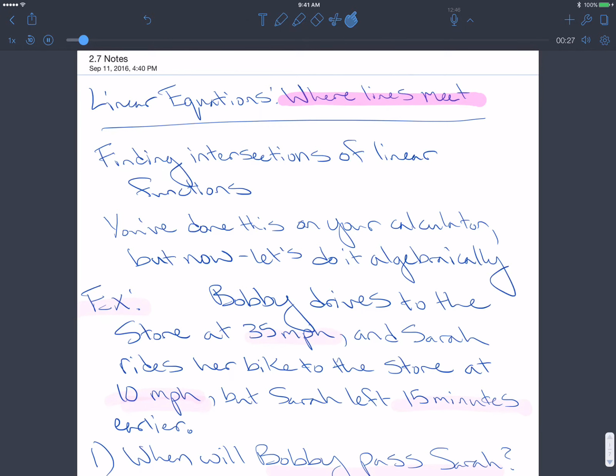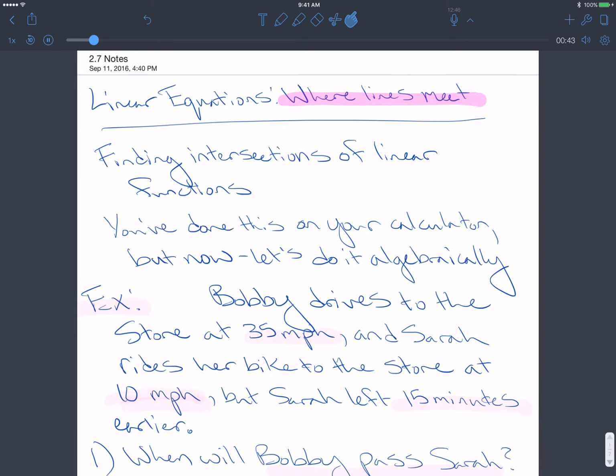So when we talk about finding intersections of linear functions, this is something that you've been doing on your calculator for a while. You've been able to graph it and ask the calculator to find intersections, but now let's actually do this algebraically, because you can do it with lines. So I'm going to give you an example.